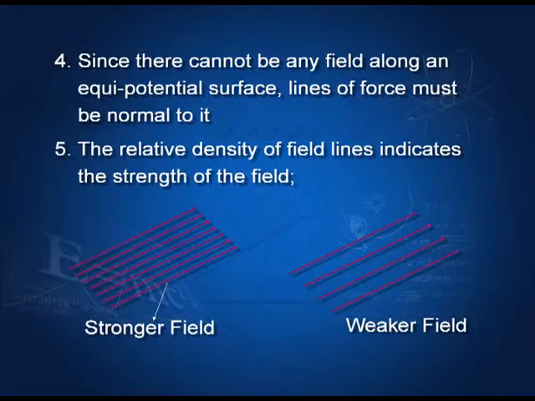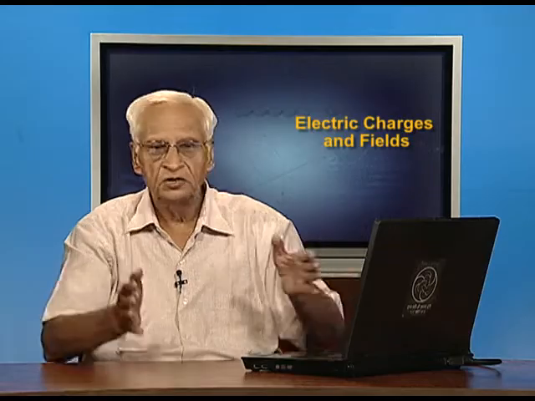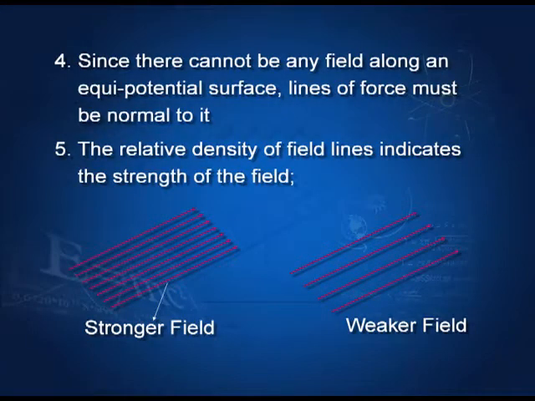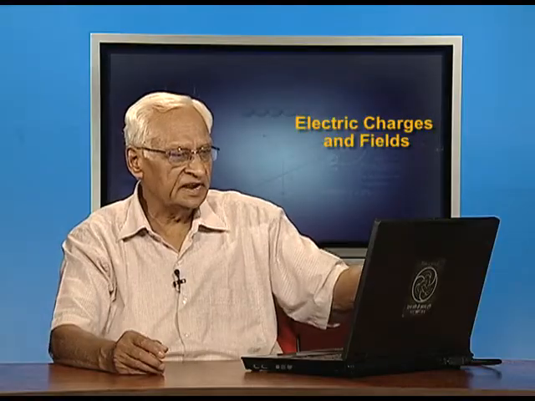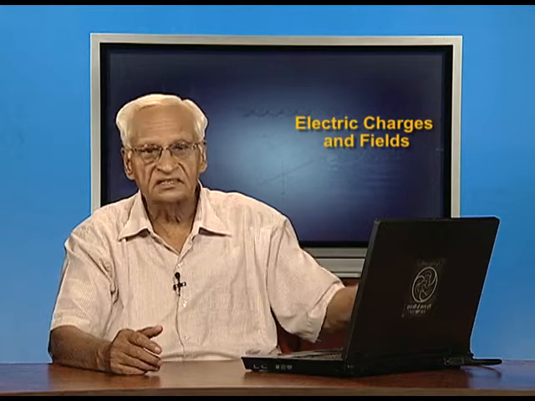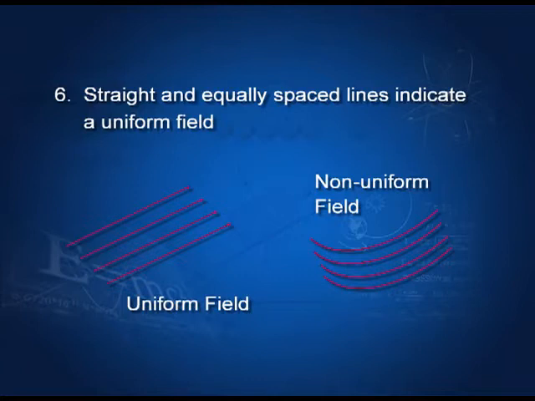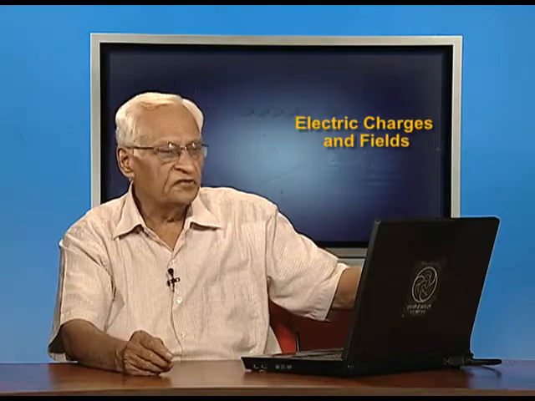The relative density of lines of force indicates the strength of the field. If in a region you have lines of force, say same region, but the number of lines of force here is larger than the number here, then this field is stronger than this field. The straight and equally spaced lines indicate a uniform field. These lines are straight, they are equally placed, therefore, this represents a uniform field. Whereas, these lines, although they are uniformly placed, are curved, they are not straight, therefore, they represent a non-uniform field. Two field lines cannot cross.